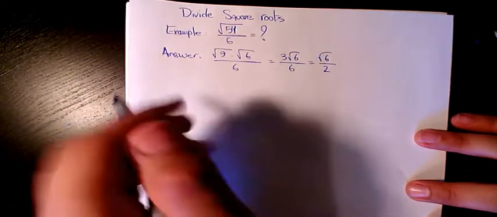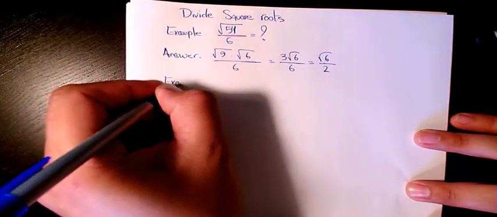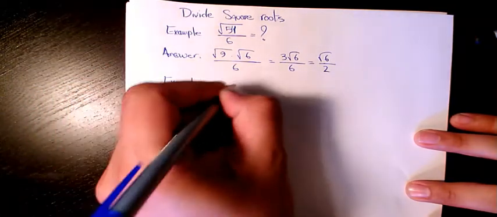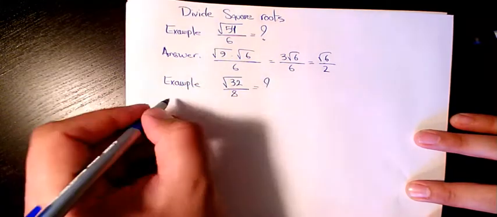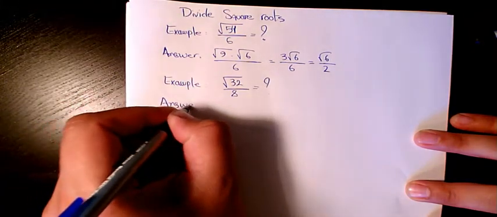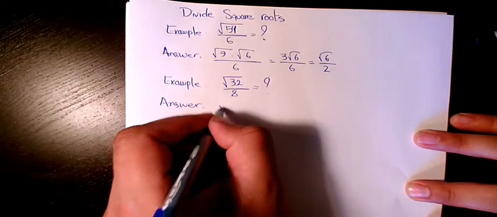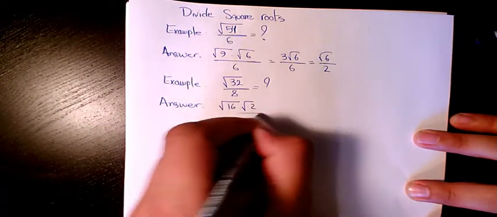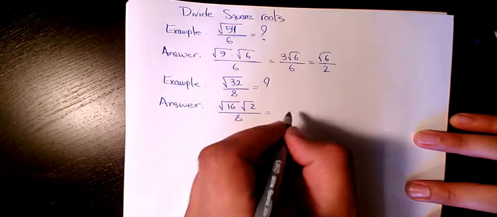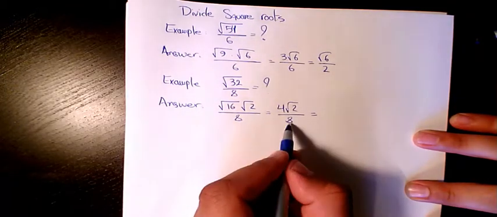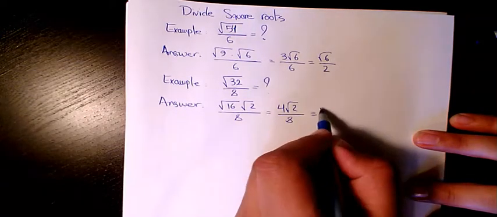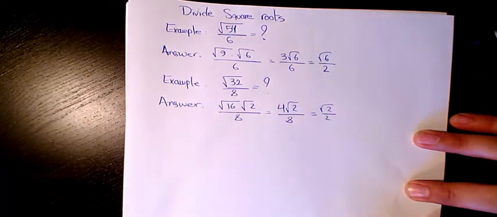Next example is root 32 divided by 8. Answer is root 16 times root 2 divided by 8. Root 16 is 4, so we have 4 root 2 divided by 8. 4 and 8 cancel each other and it's going to be 2 here. So it's going to be root 2 divided by 2.